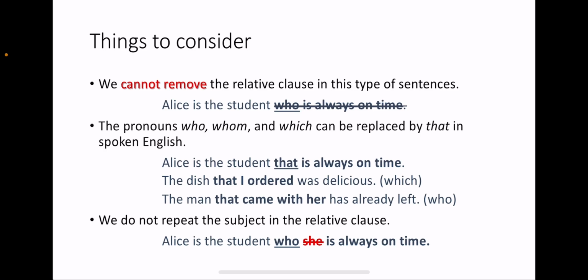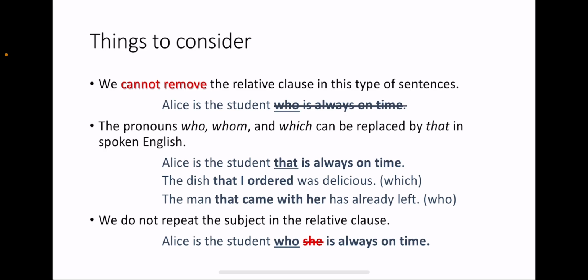So for example, Alice is the student that is always on time. We know that we use who, but we can put that. The dish which, but I can put that. The dish that I ordered was delicious. The man that came with her has already left. So I can substitute who and which by using that. It's possible. Remember, that's for informal English, spoken English, very colloquial.